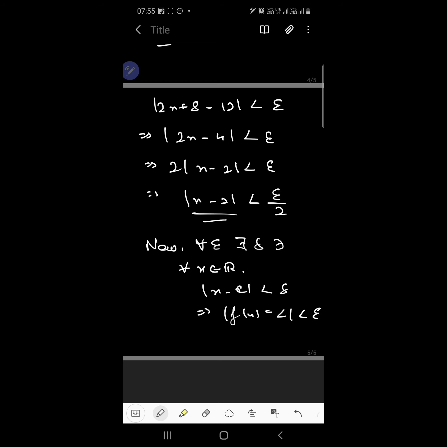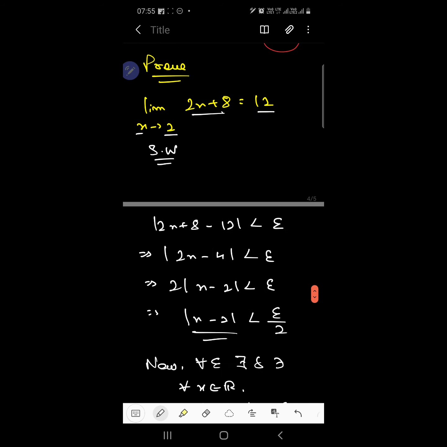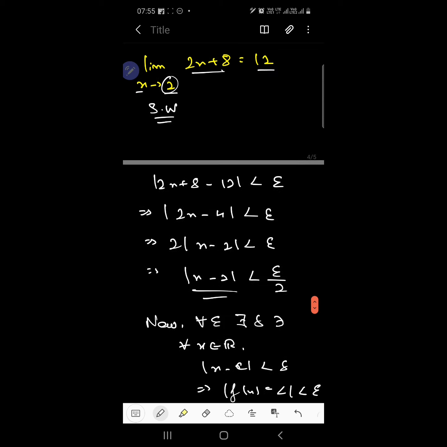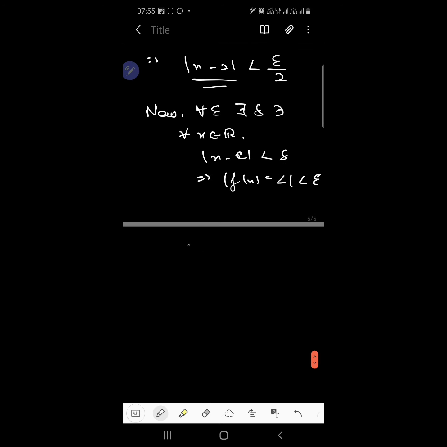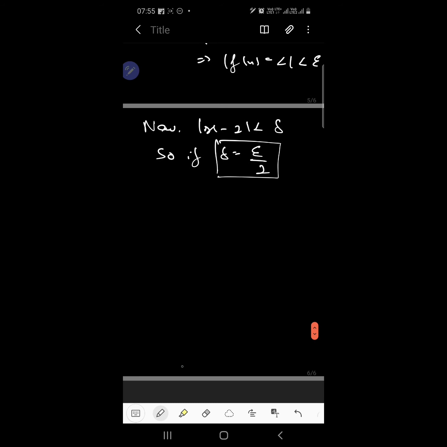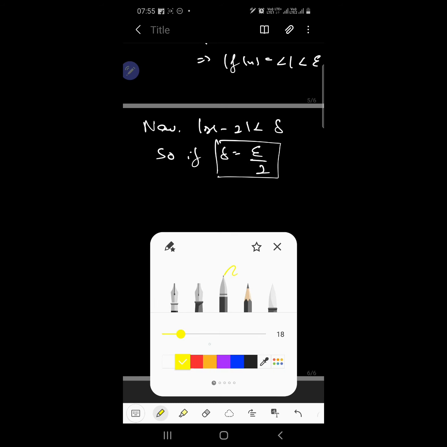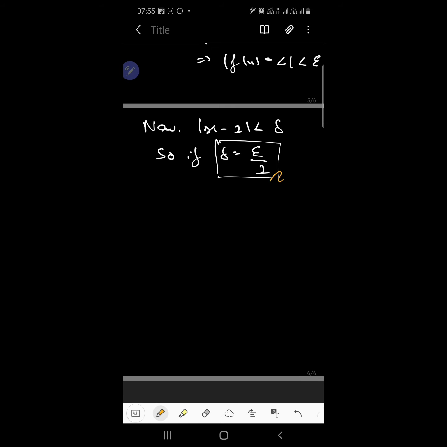Now see, mod of x minus 2 is nothing but mod of x minus c, because here x is approaching 2. So from here we can say mod of x minus 2 is less than delta. So if delta equals epsilon over 2, then we are done with the proof. Now we will be moving on. We have actually found the relation between delta and epsilon.